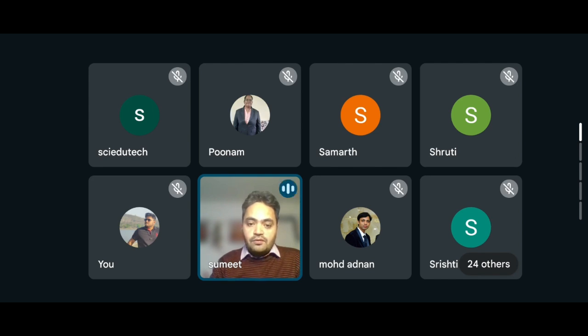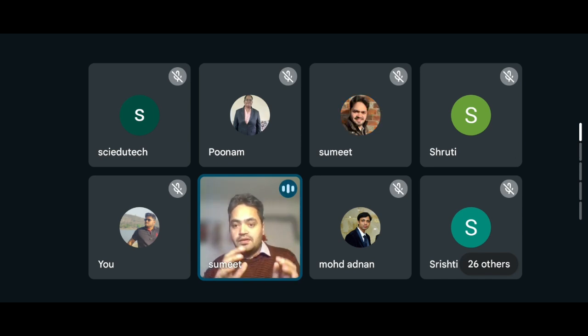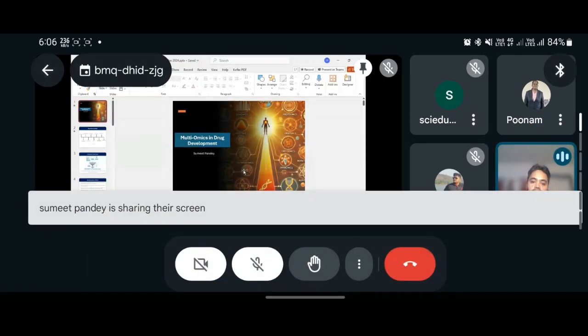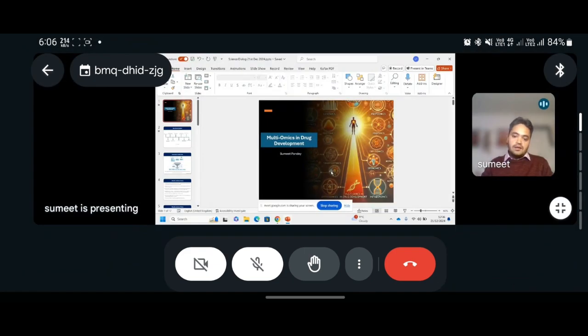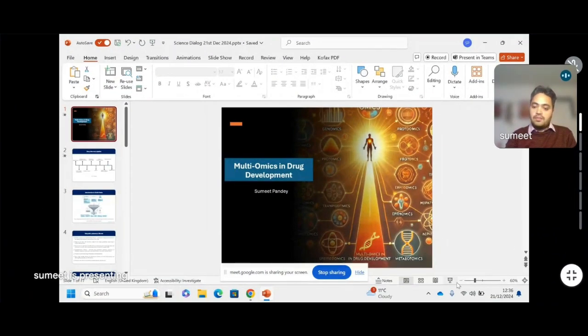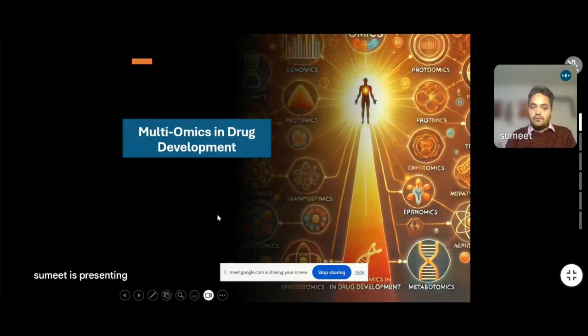I plan to give you a bit of an overview of the whole drug development process itself, like how a drug is developed when you think of a big pharmaceutical company. I will give you an overview of the omics technologies, which are a very integral part of today's drug discovery programs, from early phase to the late phase.